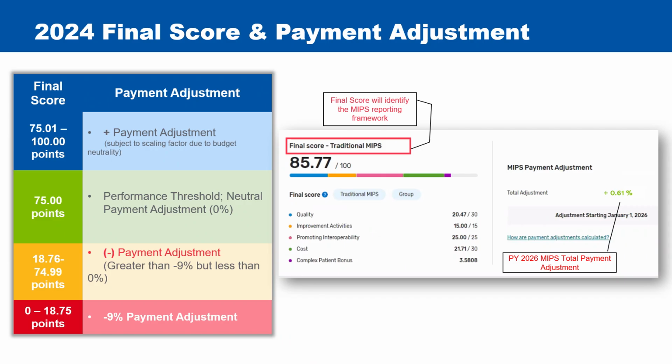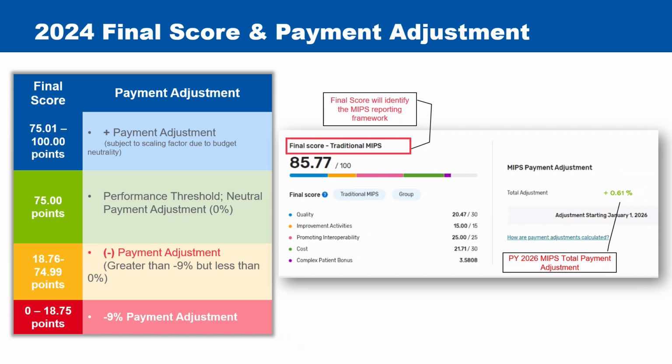So now let's move on to the right side of your screen, where you will see a snapshot of the final score and payment adjustment. CMS identifies the reporting framework above your score, and in this example, it is traditional MIPS. On the left side of the snapshot, you will see your final score along with the individual category scores. Each score represents your performance compared to the total possible score.